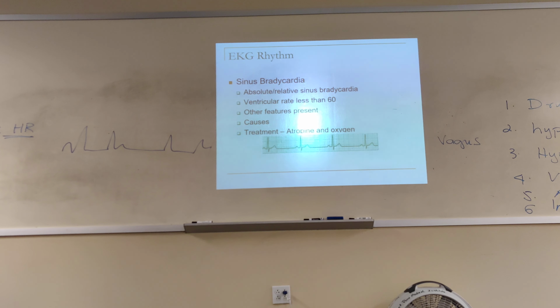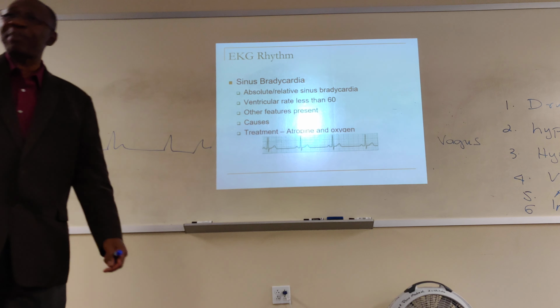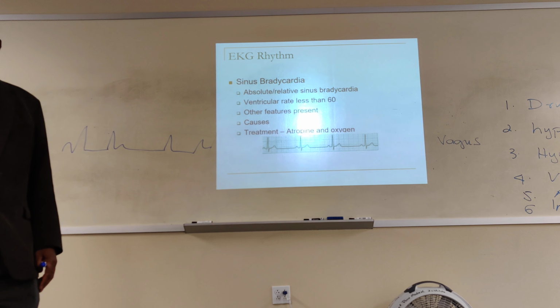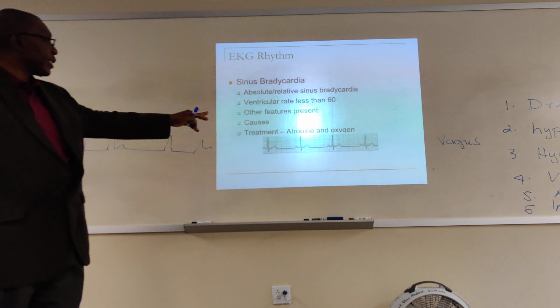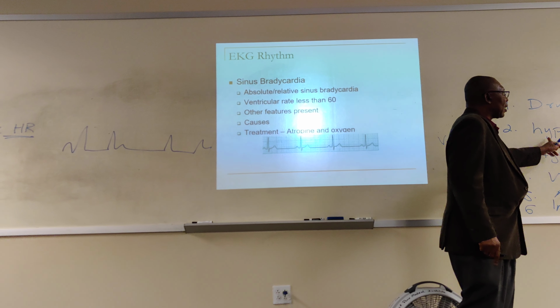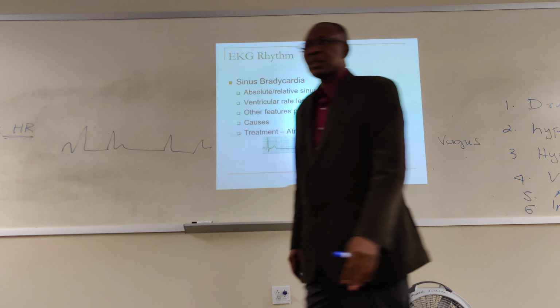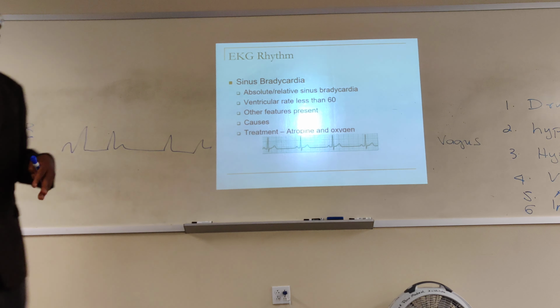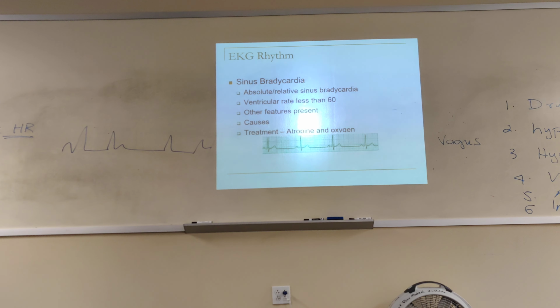If the bradycardia is symptomatic, you're having symptoms with it, you give them atropine. Atropine will increase the heart rate. Okay, that's what it does. If we know that it's oxygen that is causing it, they have hypoxemia, we'll give them oxygen. Okay? Otherwise, you can fix it by treating the cause of it.